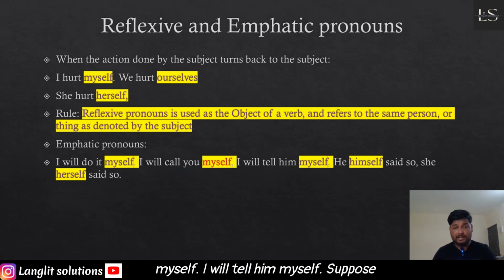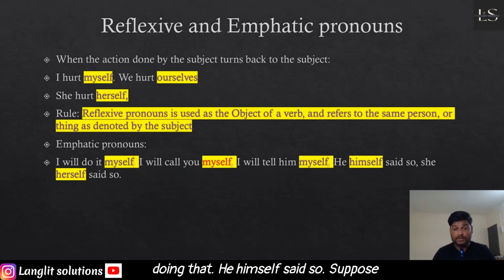I will tell him myself. Suppose you want to reveal a secret, let the cat out of the bag. You will be saying that I will tell him myself. You don't need to tell him. I'm going there, I'll meet that person, I'll break the news to that person. So I'm just stressing on the fact that I will tell him myself. You don't have to take anybody's help for saying that thing. I'm just emphasizing on myself, because I will be the person who will be doing that.